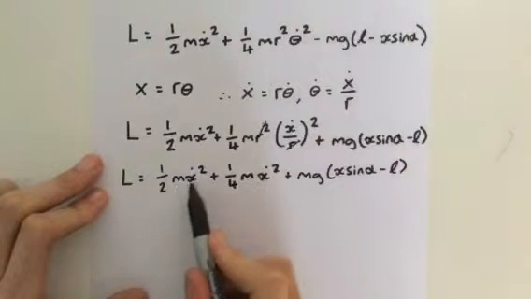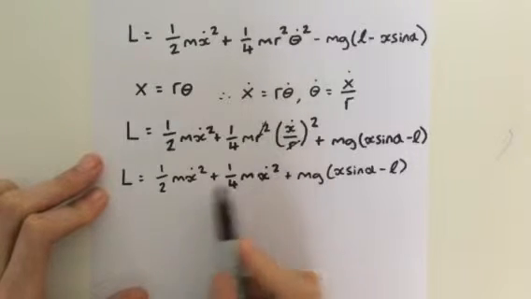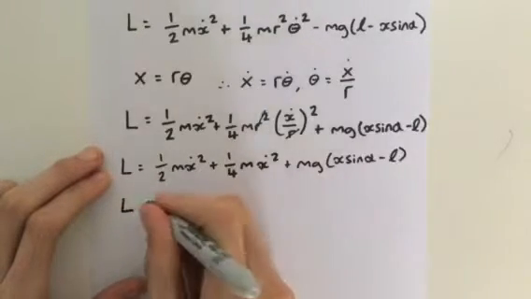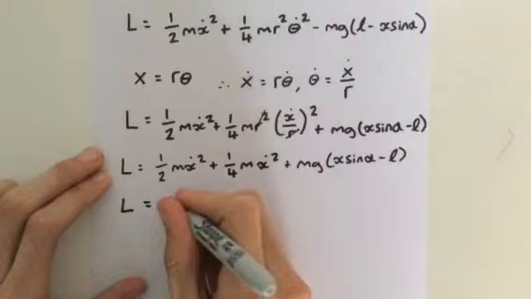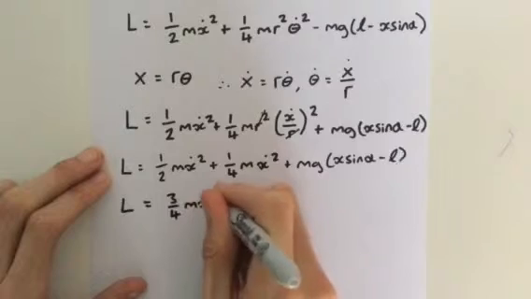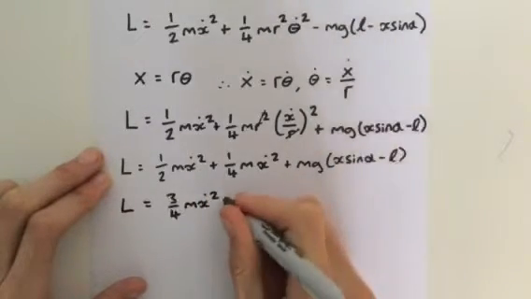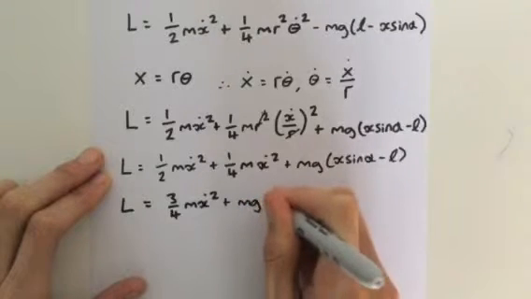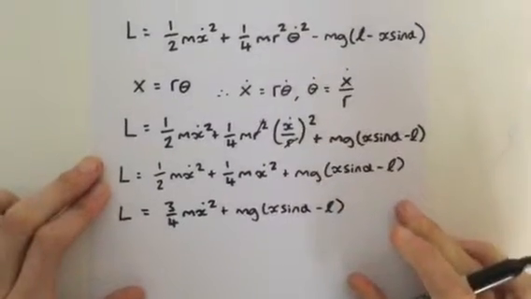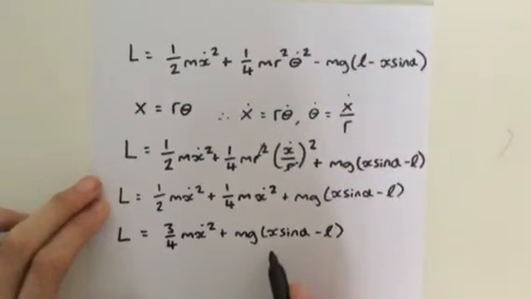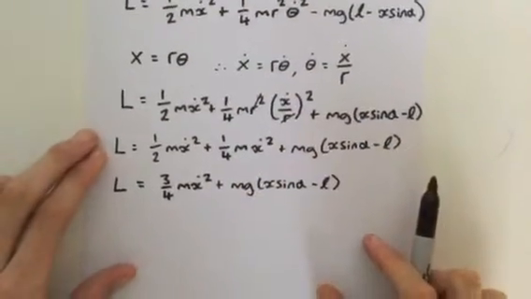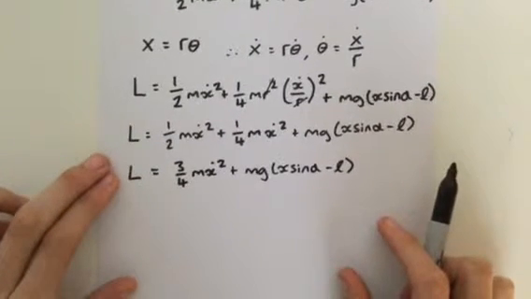So, oh look, we have mx dot squared and mx dot squared. So we just need to add the terms together. Simple as pie. So that's going to equal 3/4, since a half plus a quarter is 3/4, mx dot squared. And then we add our mg times x sine alpha minus L. So look how simple that term is compared to our original Lagrangian we had up there. It's a lot simpler. We can work with it using the Euler-Lagrange equations, which we're going to do right now.